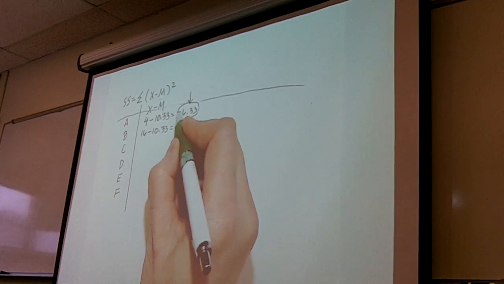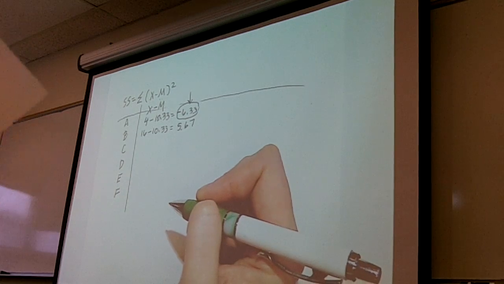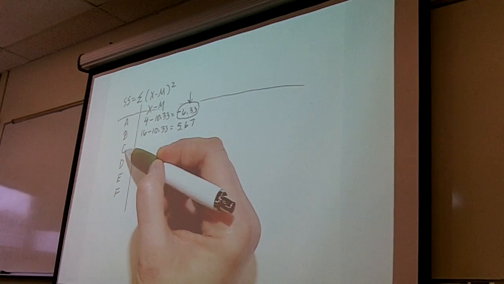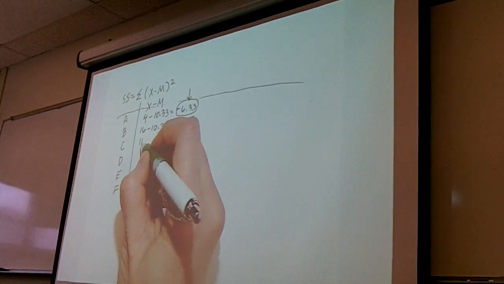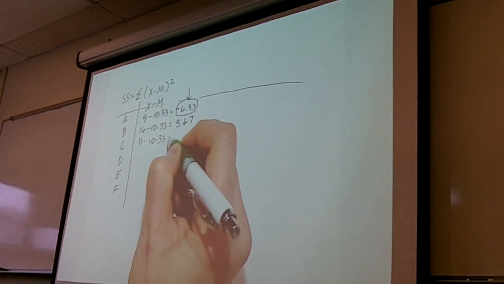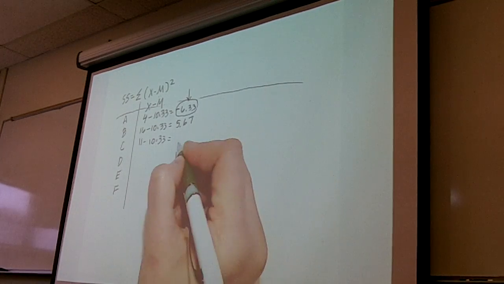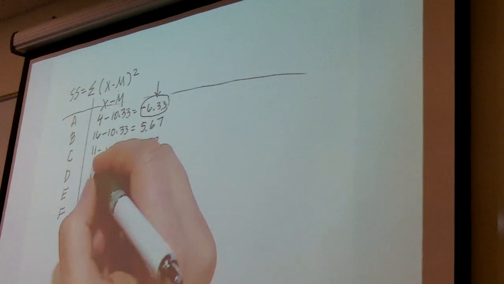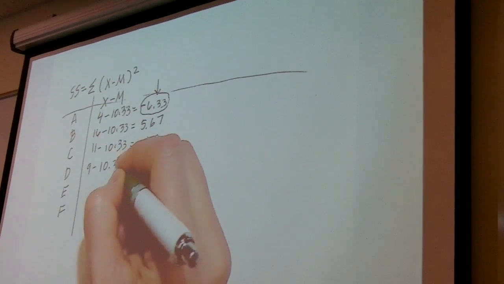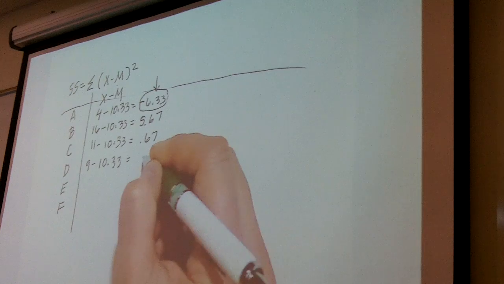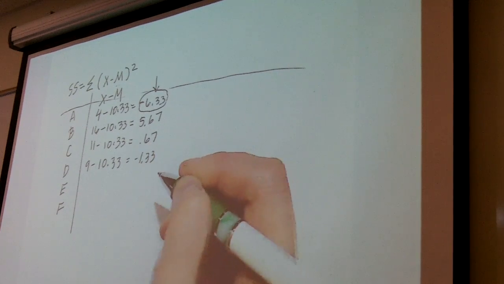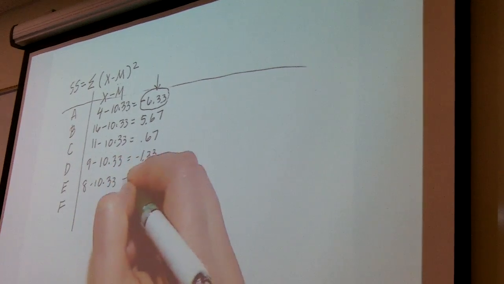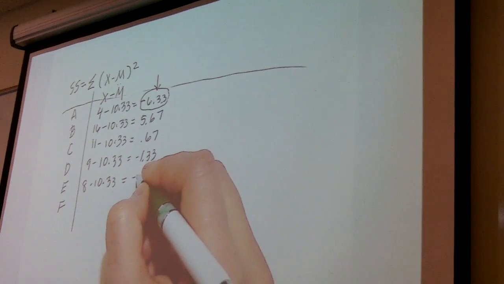And make sure you pay attention to whether it's negative or positive, because you want to be clear. Now, Clyde. Clyde is 11 minus 10.33. What's his deviation? 0.67. Dana. What's Dana's deviation? 9 minus 10.33. Negative 1.33. And Eric. 8 minus 10.33. Negative 2.33.